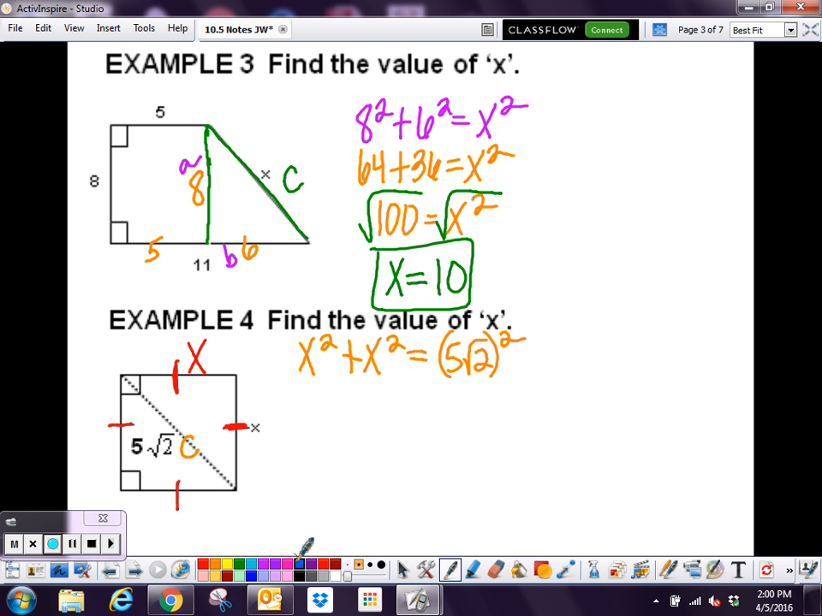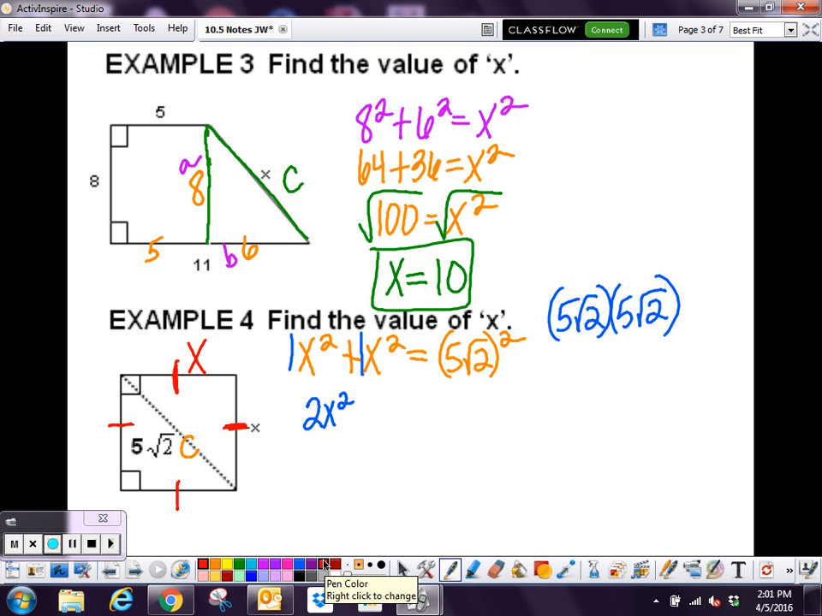Okay, so I have x squared plus x squared. So I have 1x squared plus 1x squared. That means we have 2x squared. So do not touch the exponents there. Now I'm going to work this out to the side, the 5 root 2 squared part. So I have 5 square root of 2 times 5 square root of 2, because that's what it means to be squared.